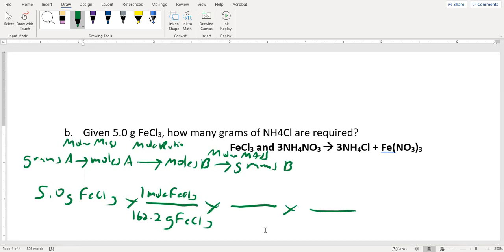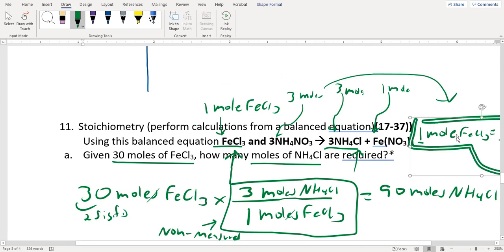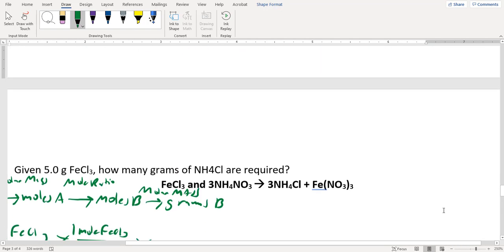I then need to use a mole ratio. Same mole ratio as last time, since we're using the same species. So I'm just going to bring that over really quick.